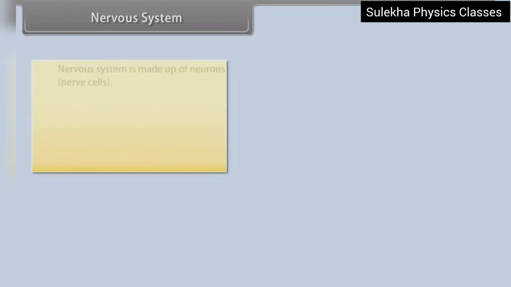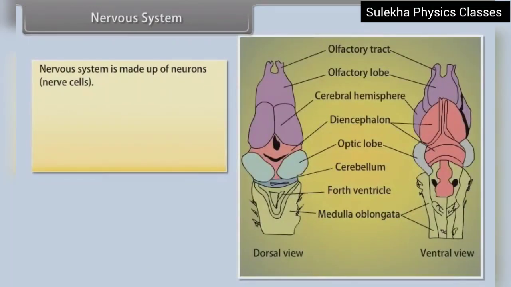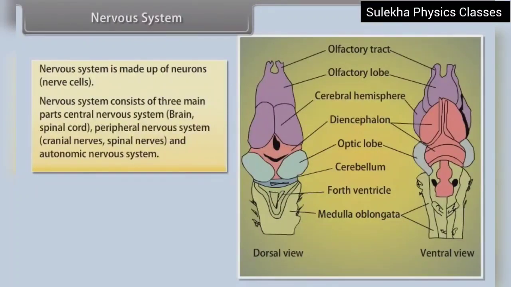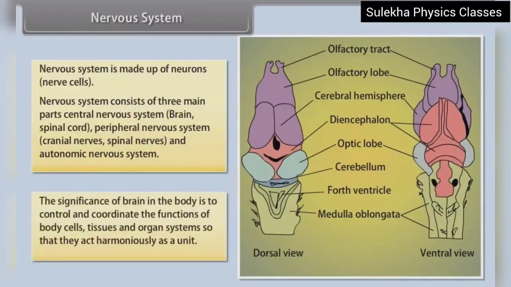Nervous system. The nervous system is made up of neurons, that is, nerve cells. It consists of three main parts: central nervous system, brain and spinal cord; peripheral nervous system, cranial nerves and spinal nerves; and autonomic nervous system. The significance of the brain in the body is to control and coordinate the functions of body cells, tissues, and organ systems so that they act harmoniously as a unit.